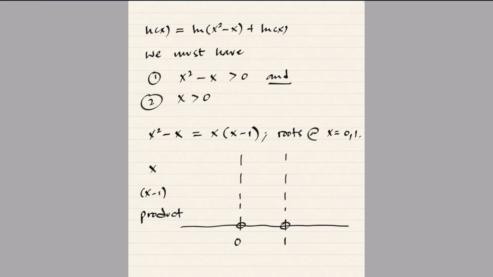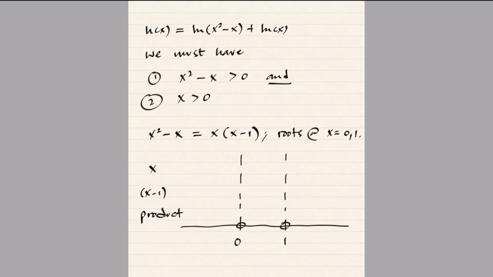So for the quantity x squared minus x, which is the one that requires the most analysis, hopefully you'd notice that that's factorable. It's x times the quantity x minus 1, and it has roots at x is 0 and x is 1. And so if you make the usual sign diagram, as you can see down at the bottom, you have those two quantities to analyze, x and x minus 1.